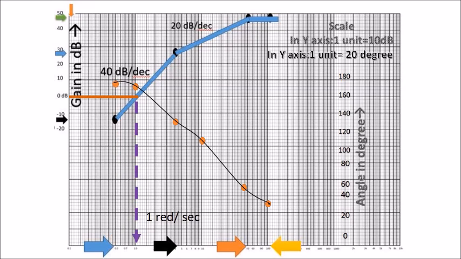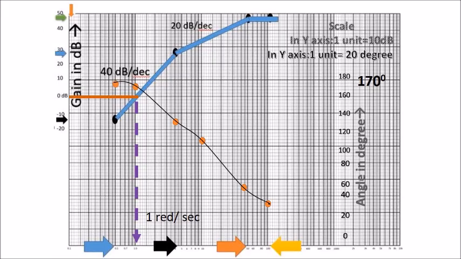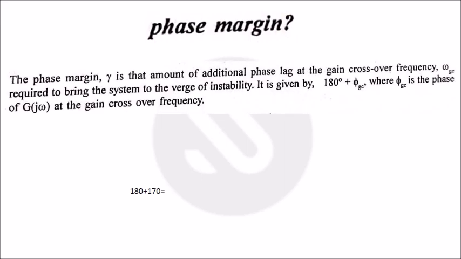And here omega gc. So these two we have found out: omega pc equal to 0.5 and omega gc equal to 1 radian per second, which is shown here. Now what I need to find again, let me make it clear what a phase margin is. Phase margin is the additional phase I need to find out.